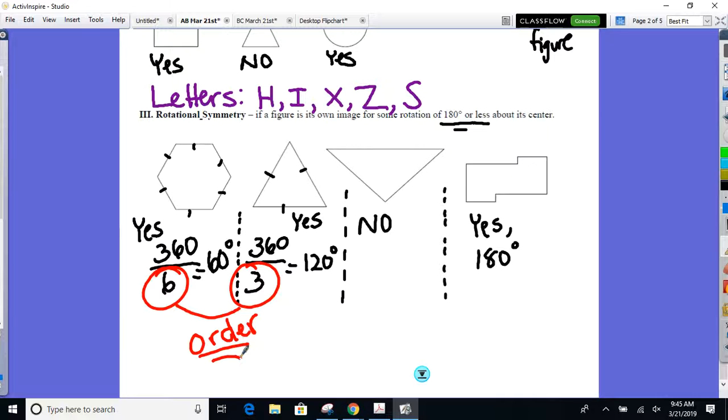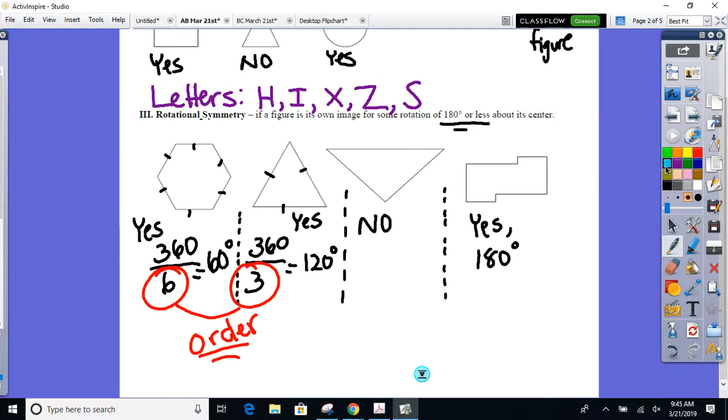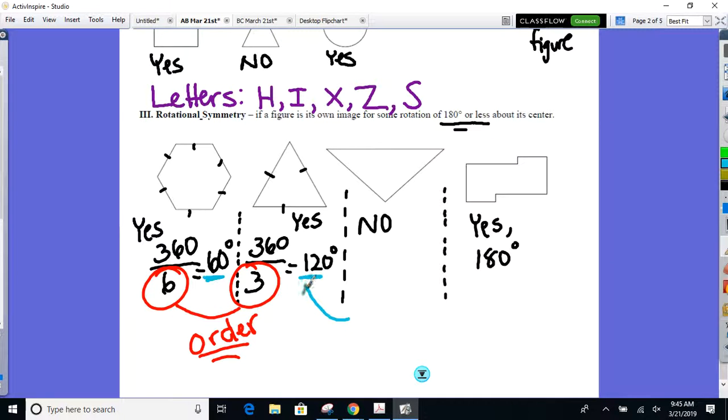The 60 and the 120, that's what we're going to call the magnitude. That's the smallest amount of degrees you could rotate to get that figure back. The smallest. All right? So the order is how many times you could turn it and see that figure back before you got to the beginning. And the magnitude is the smallest degree measure that we could get to get that figure back.